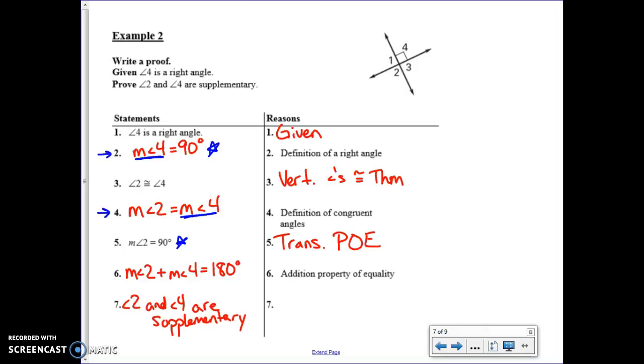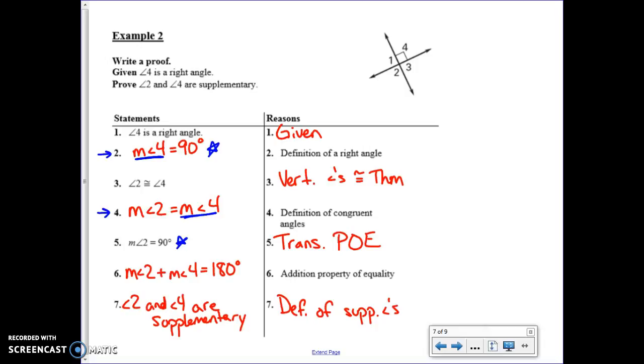Okay, so then why can we say that angle 2 and angle 4 are supplementary? Well, we know that supplementary just means that two angles add up to 180. So this is just the definition of supplementary angles.